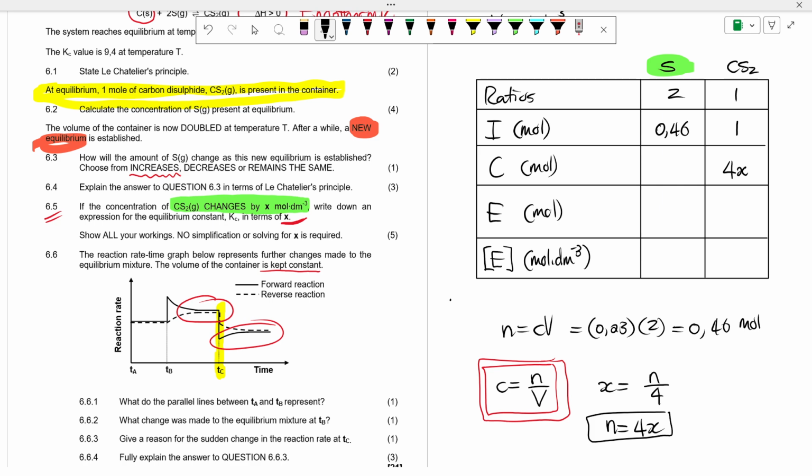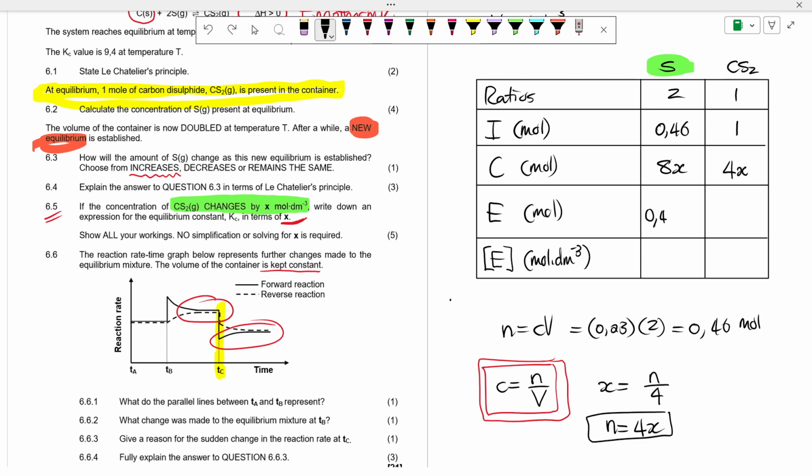Then we can work out the moles of the S side. It's just going to be times the ratio, so this makes it 8x. Then from here we find the key, because now it's just going to be initial for the reactant minus the change.